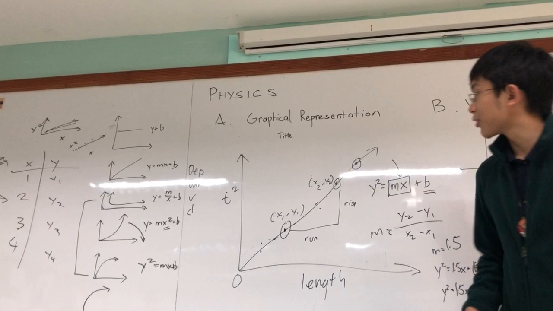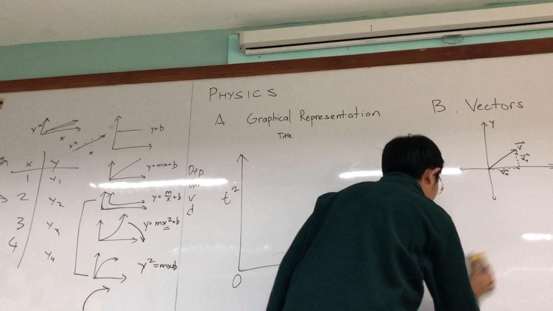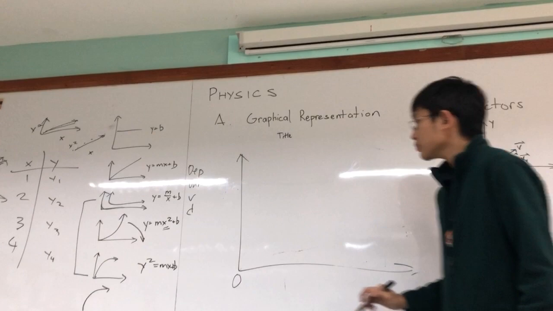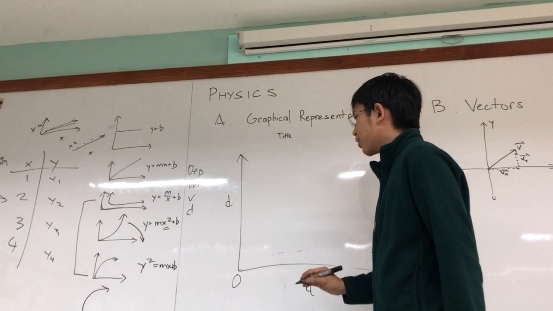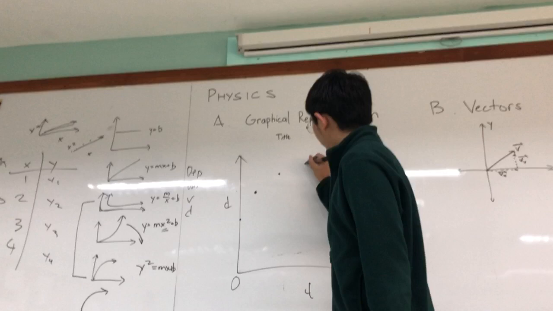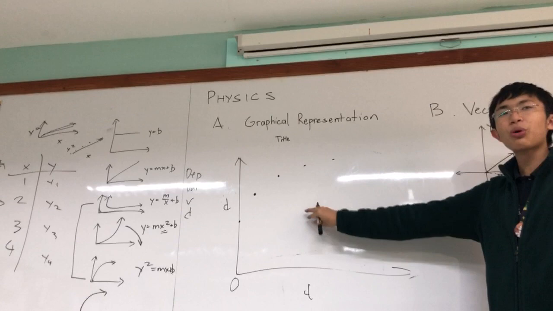Okay, let's have another process. Let's say we have these data points. This is a displacement time graph. We have this, and then we have that, and then we have that. So since we already know what this means, just like from there to there.